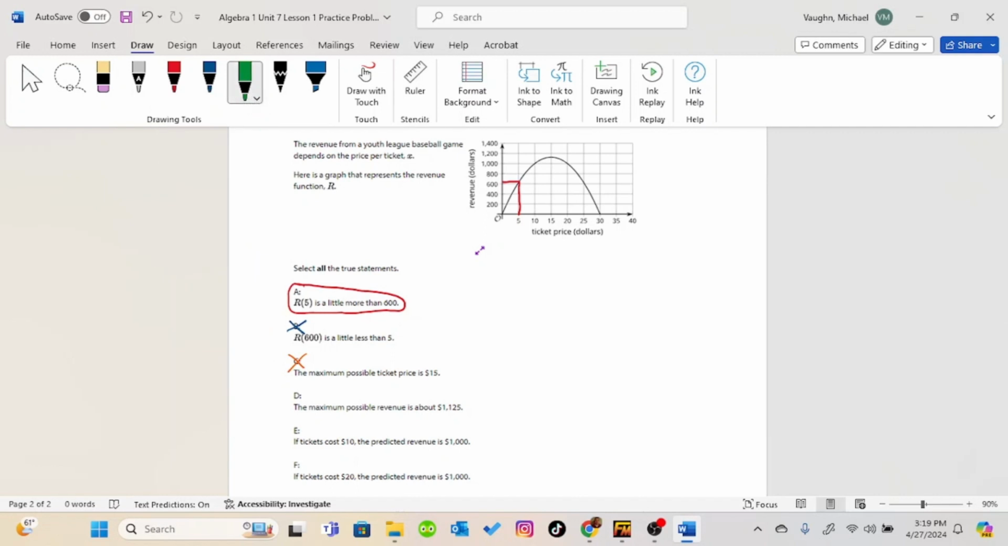Choice D. The maximum possible revenue is about $1,125. Well, if we look at our maximum, we go to the left, and we can see that it's just under $1,200. So that is about $1,125. So choice D is correct.